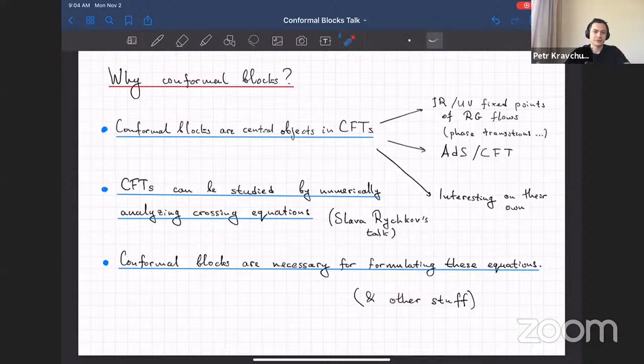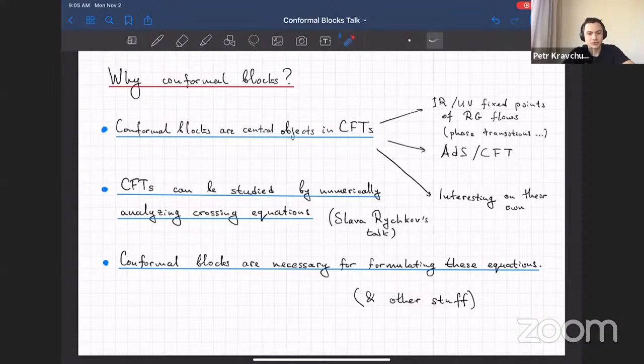Now, as I said, the conformal blocks are central to CFTs in the sense that we'll introduce them a bit later, and they compute lots of things, and there are many ways they are used in the study of conformal field theories, but for the purposes of this talk, I'll just focus on one particular application, which is that recently there was a lot of progress on understanding conformal field theories numerically by analyzing crossing equations, and I believe Slava Rychkov recently gave a talk here about this.